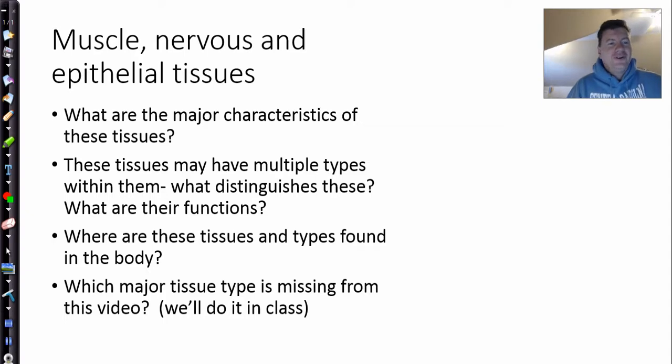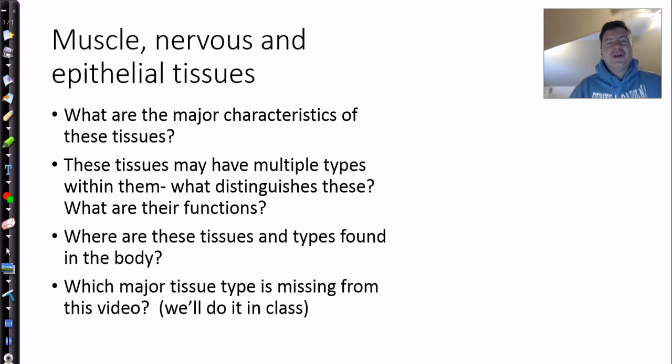Hello, let's move on to 3.5, where we'll look at three of the four major tissue types: muscle, nervous, and epithelial. You will see one is missing. We'll do that one more in class. That one's a little more involved. But I wanted to focus on the major characteristics of these three tissue types, also considering the differences within them.